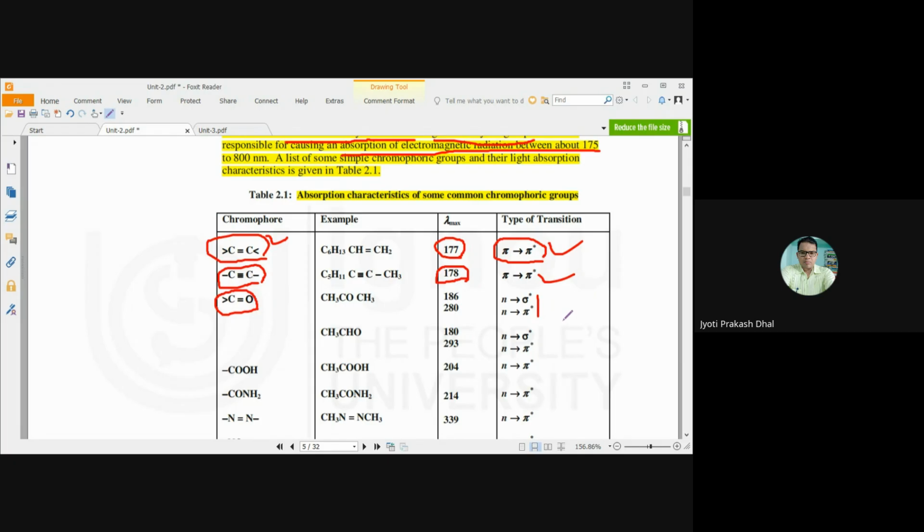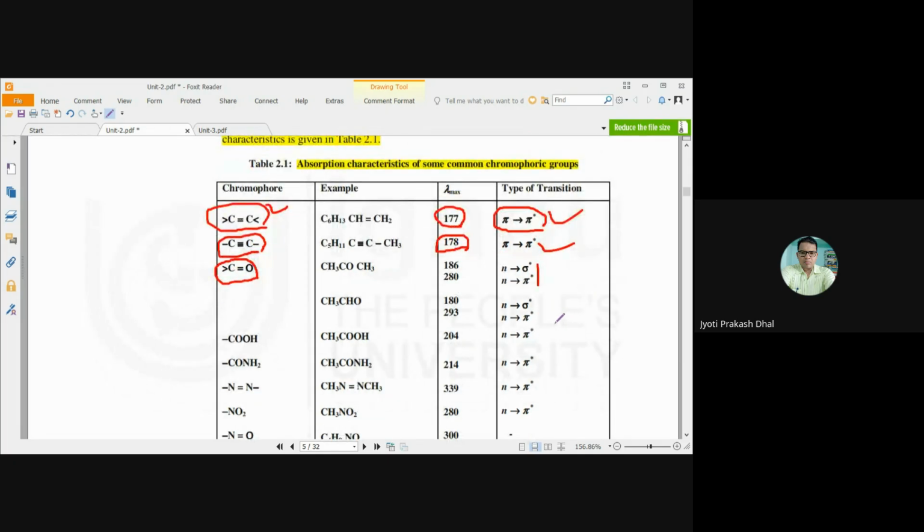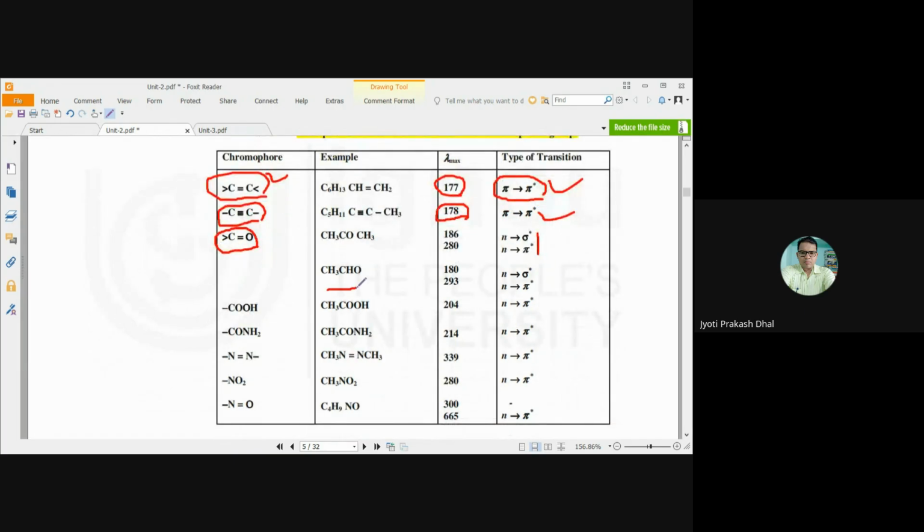So two types of transitions are possible, that is n to pi star and also n to sigma star transition. And similarly, one is n to pi star and another one is pi to pi star transition. And similarly, for acetaldehyde, these two types of transitions are possible. And this is for acetone, for carboxylic acid.